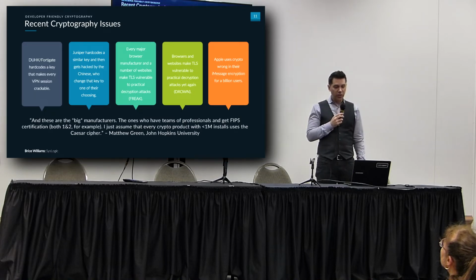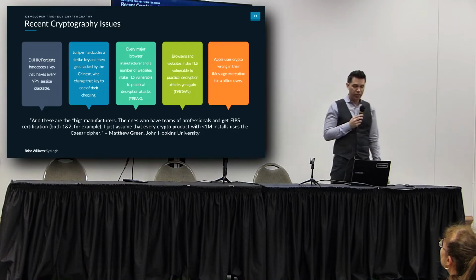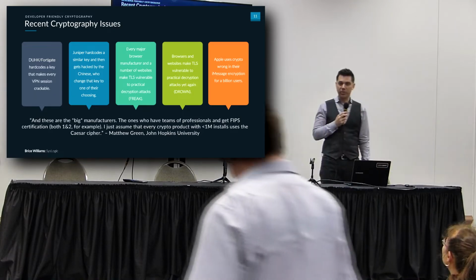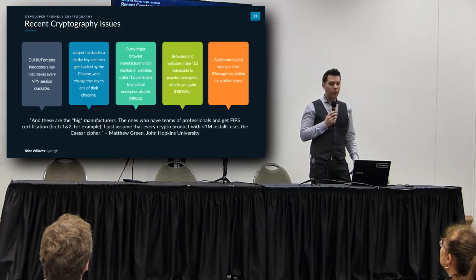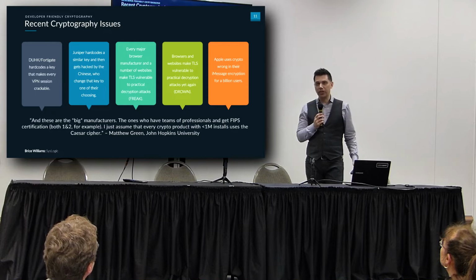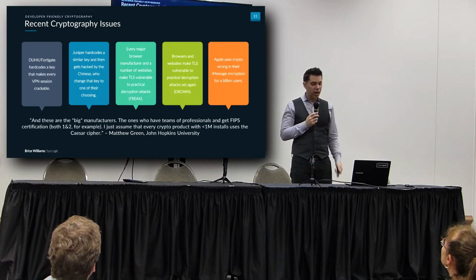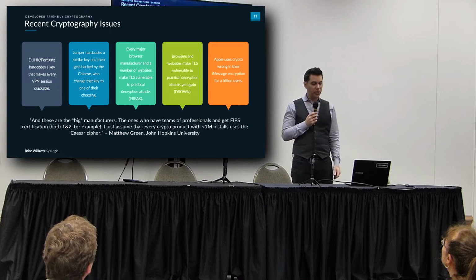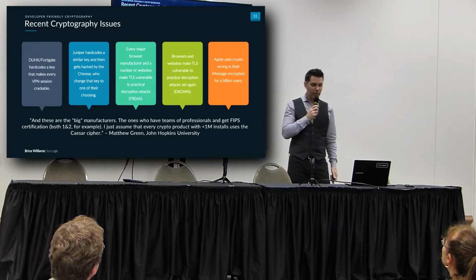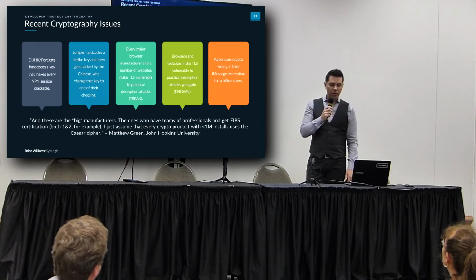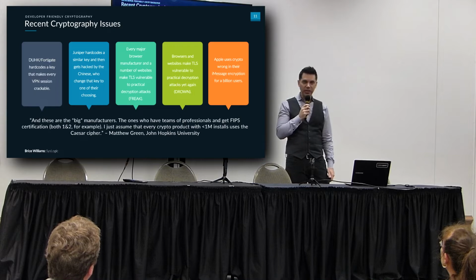Next one, Juniper hardcodes a similar key and then gets hacked by the Chinese, who changed that key to one of their own choosing. That obviously was a big deal. Every major browser manufacturer and a number of websites make TLS vulnerable to practical decryption attacks. That was our Freak attack. And similarly, the next one, browsers and websites make TLS vulnerable to practical decryption attacks yet again with the Drown attack. Apple uses CryptoWrong in their iMessage encryption for 1 billion users. That was a pretty big deal.